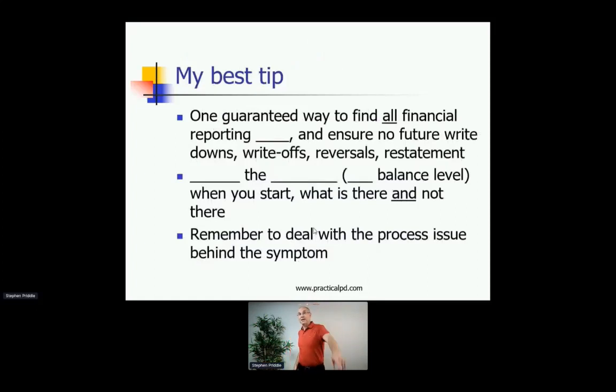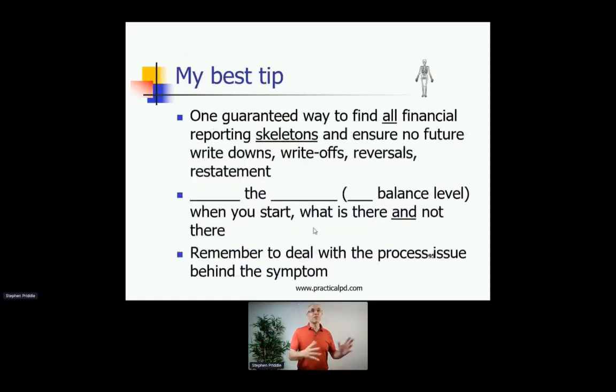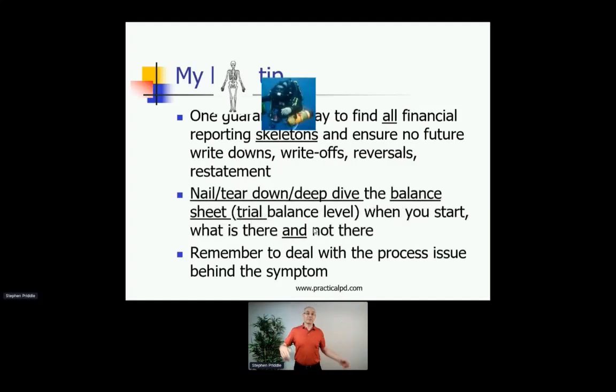There is one guaranteed way to find all financial reporting skeletons and ensure no future write-downs, no write-offs, no reversals, no restatements. It's called nail the balance sheet, tear down the balance sheet, deep dive the balance sheet. Write down the trial balance level when you start, and you've got to look at every number that's there and prove it, or write it off, or increase it, or adjust it, and every number that's not there that should be there, the accruals that are not there that should be there, the accruals that should have been reversed that aren't reversed.